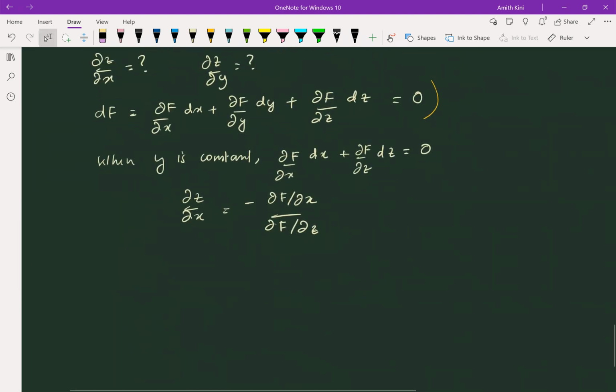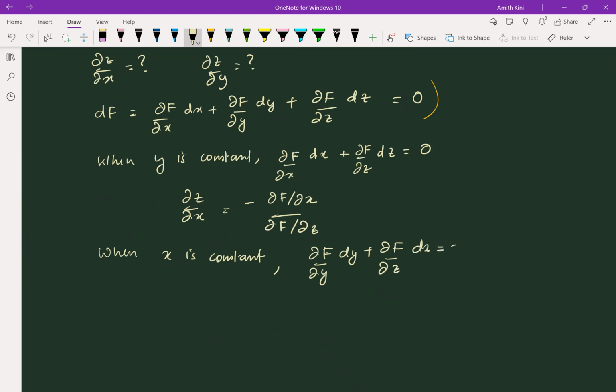Similarly, when x is constant, our differential becomes del f by del y dy plus del f by del z dz equal to 0. And rearranging, you'll get partial z with respect to y as del f by del y divided by del f by del z with a minus sign.